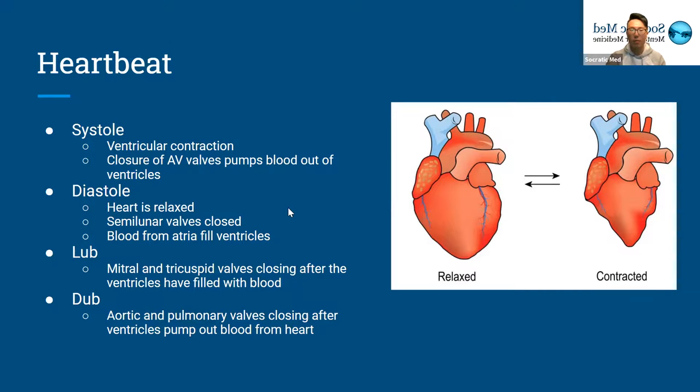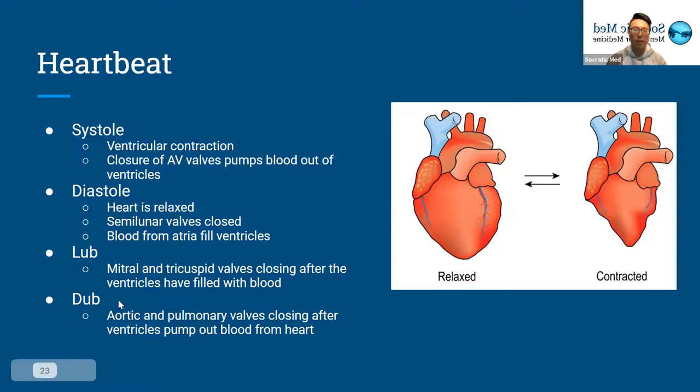Some of you may know that when you listen to a heartbeat, you hear a lub dub sound. The lub is the mitral valve, the bicuspid valve, and the tricuspid valve closing after the ventricles are filled with blood. So the two valves between the atria and the ventricles on either side close, and that's what you're hearing with the lub sound. That's the heart closing the valves so that the ventricles can then send the blood out of the heart.